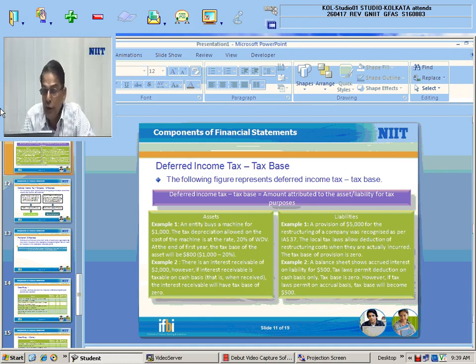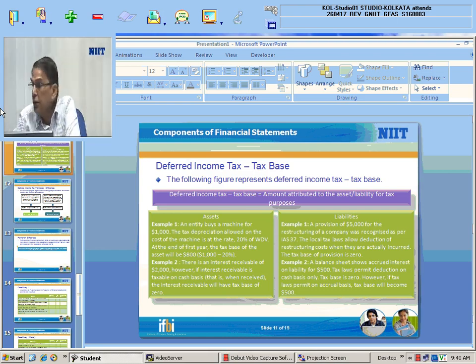A provision of 5,000 for the restructuring of a company was recognized as per IAS 37, the International Accounting Standard 37. But the local tax law allows deduction of restructuring costs when they are actually incurred. That restructuring cost has not yet been incurred, only it has been provided for. So under IAS 37, we have provided for the restructuring cost of 5,000 by debit to the P&L account.